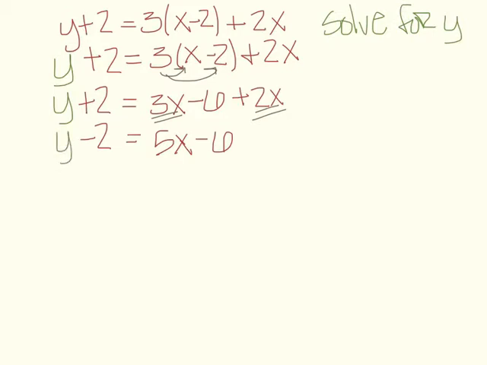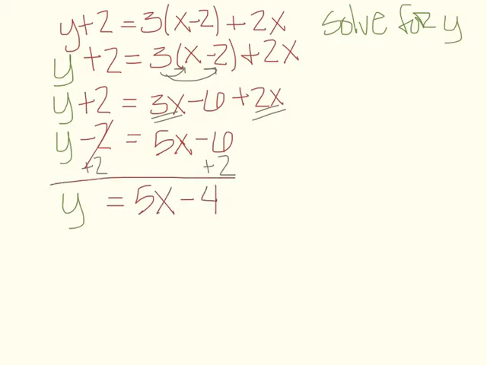Now I'm going to move the constant terms to the right. So right here we have y, negative 2 plus 2 is 0, equals 5x minus 4. A negative 6 plus 2 is a negative 4. So we've been able to isolate y, or get y by itself.